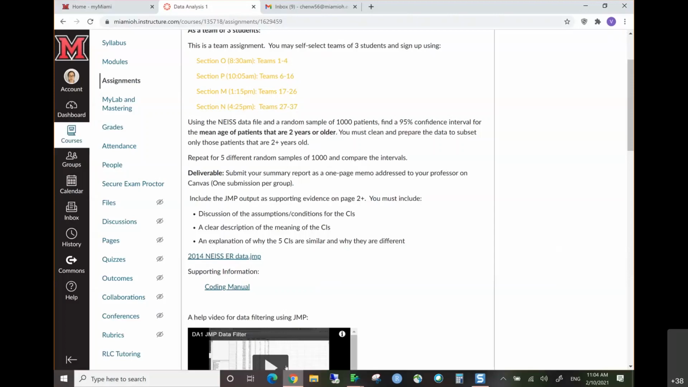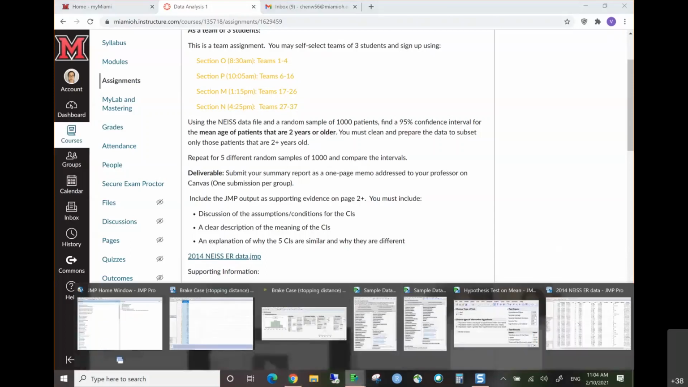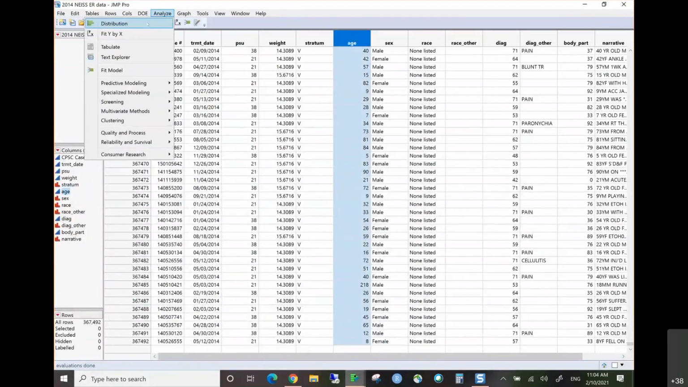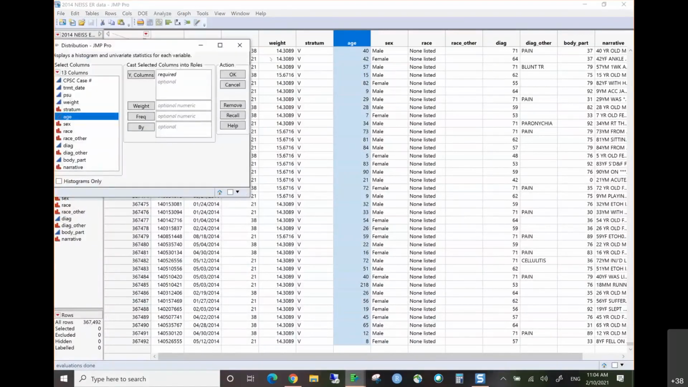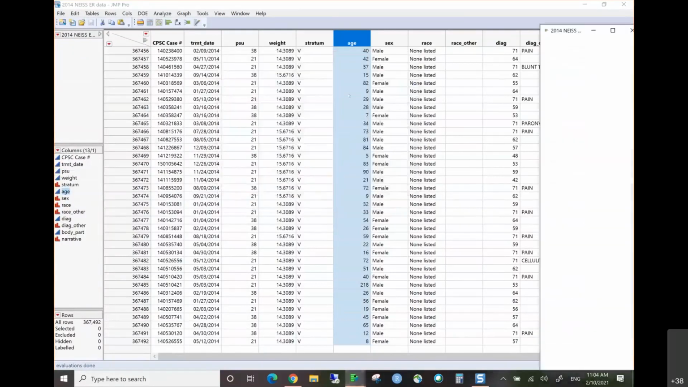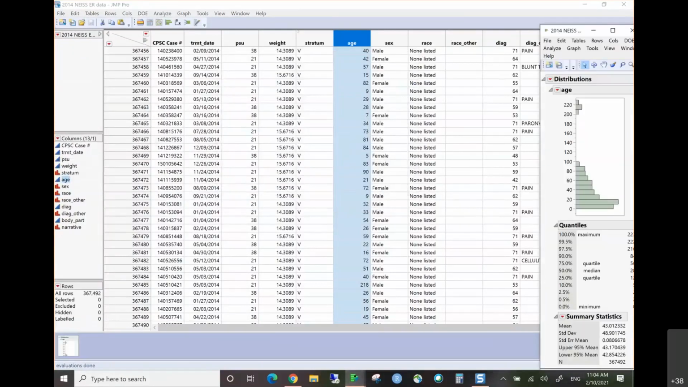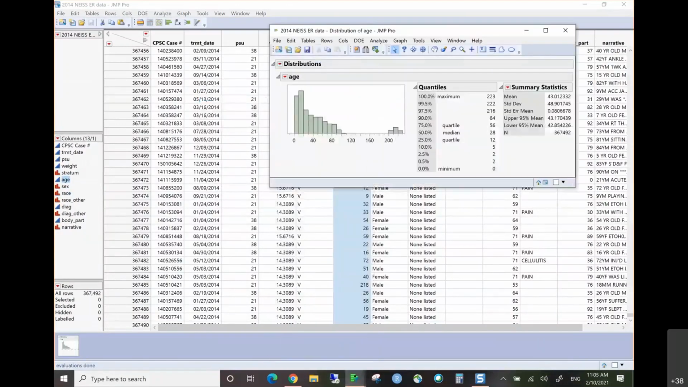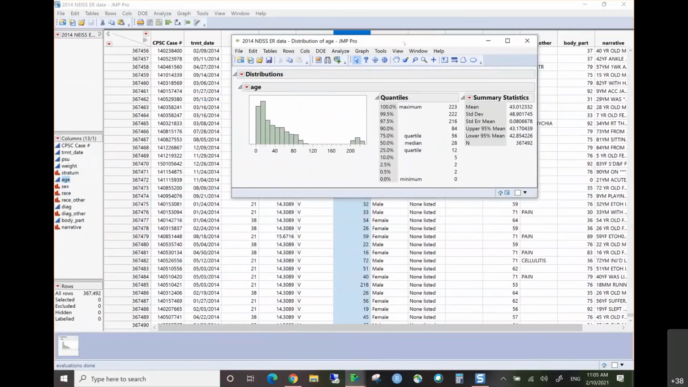That means the first thing you want to know is the distribution of the age, right? So now let's go to analyze distribution, and I want to know how these ages are distributed, right? So I don't want this direction, I can stack it. All right, so from this distribution, you will see something interesting.